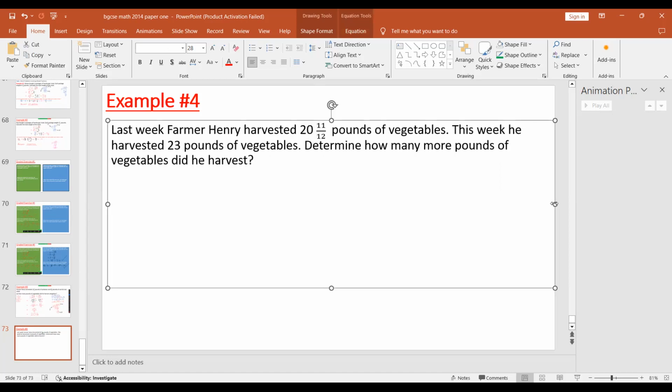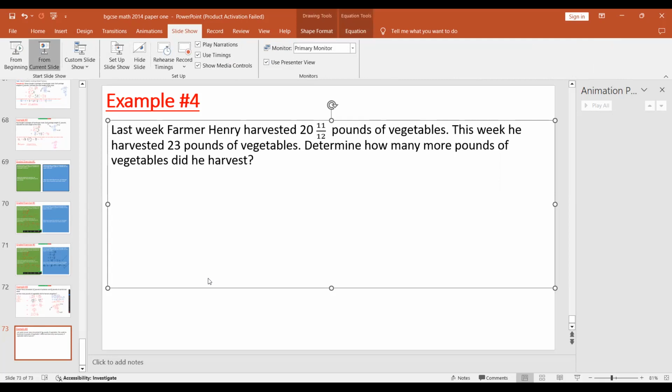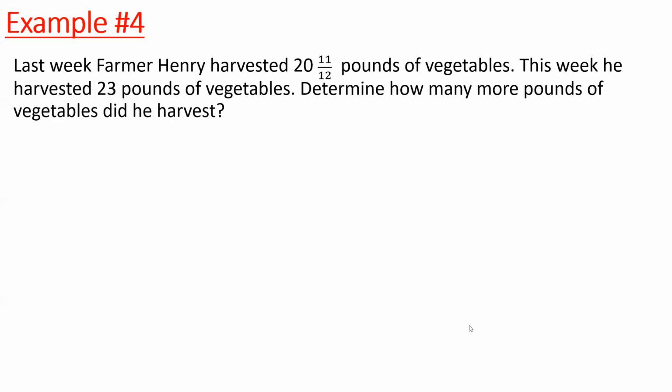So we have to say 23, right? Minus 20 and 11 over 12. We all know what we have to do. We have to convert the mixed number into an improper fraction. But first, let's take the 23 and put it over 1. It's going to be 23 over 1, right?